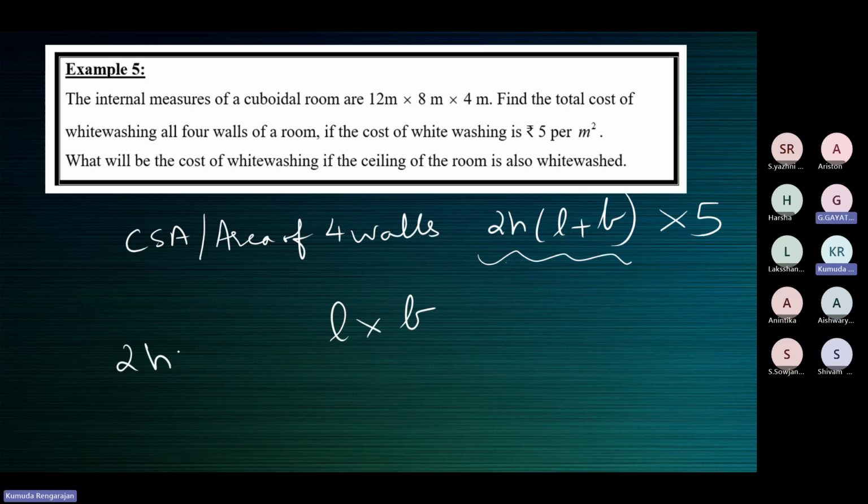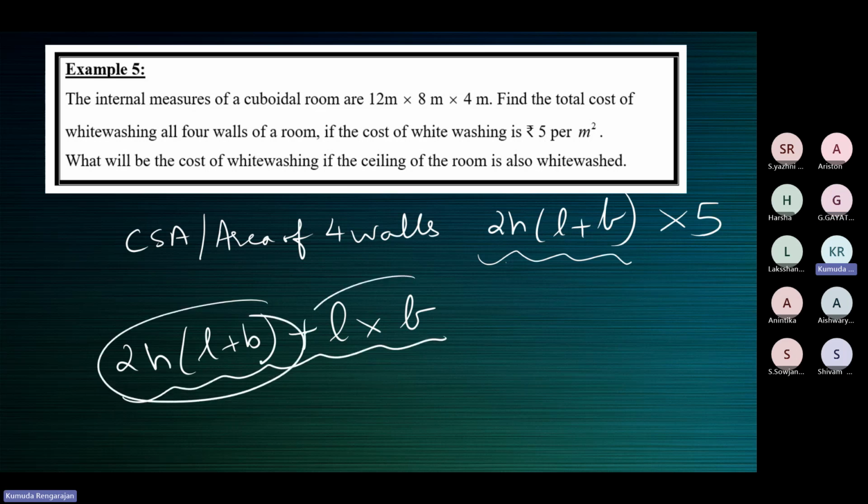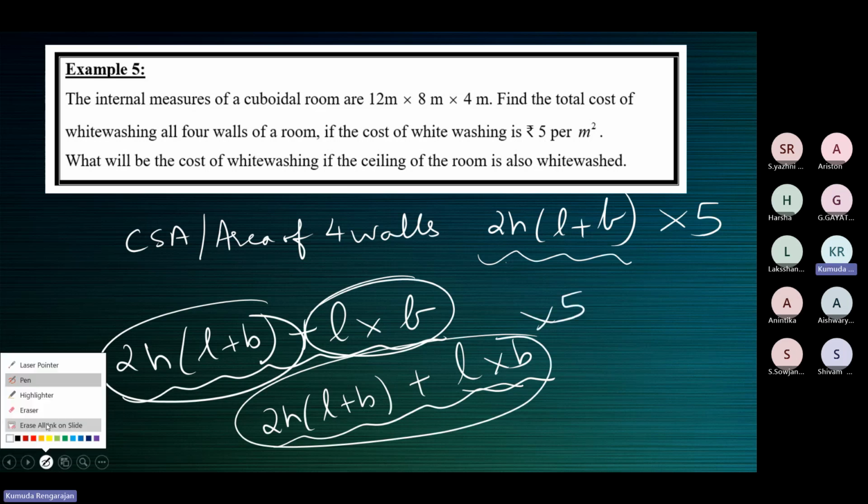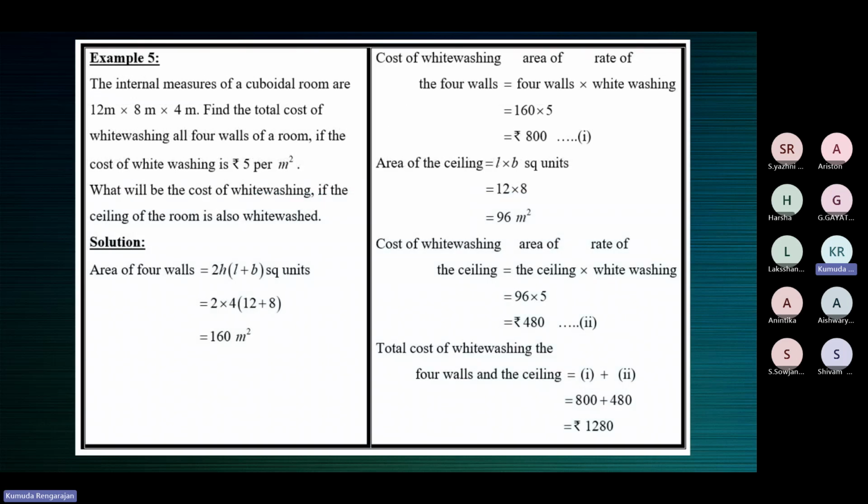So to this area of 4 walls, 2H into L plus B, also add the area of the ceiling, L into B, to get the total area of the 4 walls and the ceiling. This answer into 5 will be the cost of whitewashing the 4 walls and the ceiling.